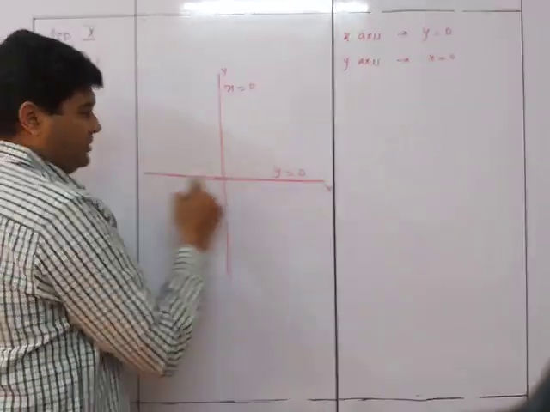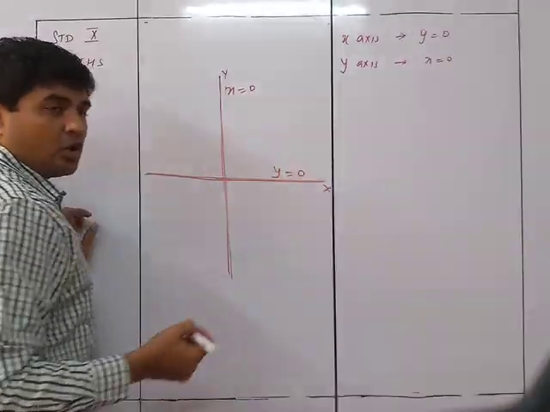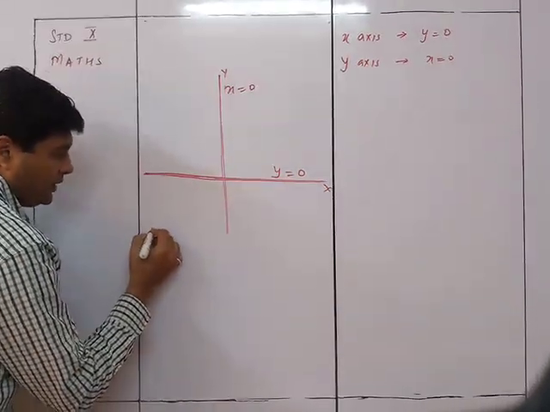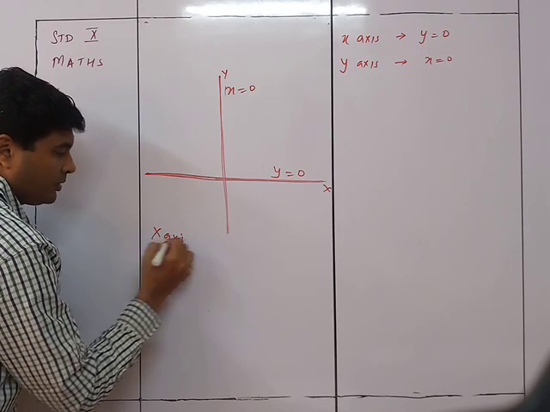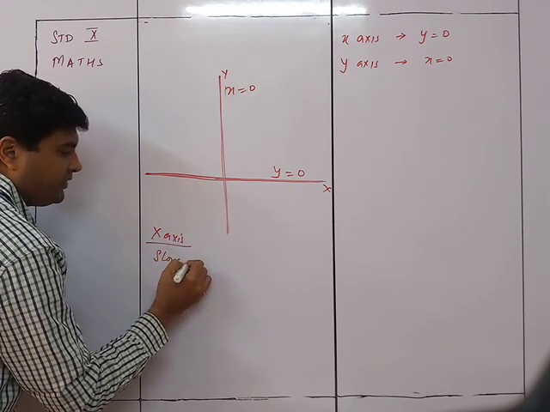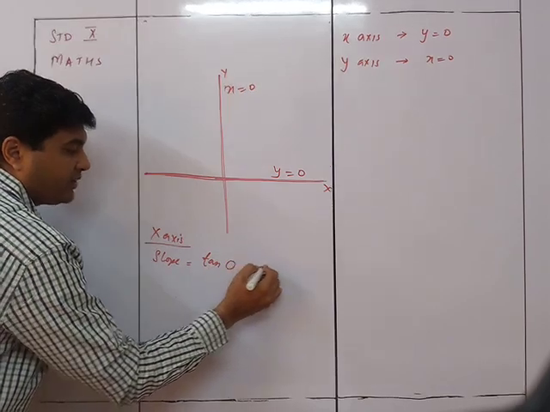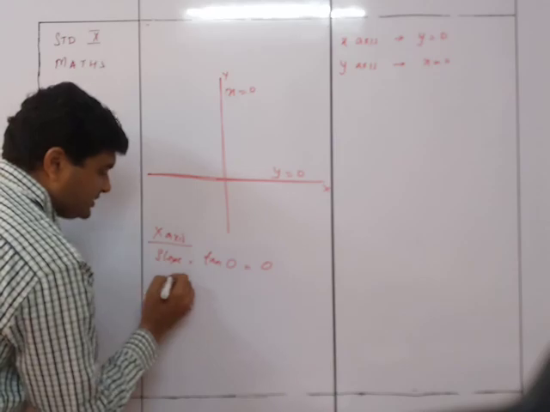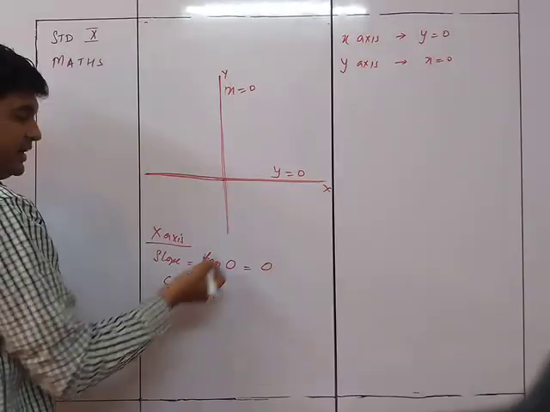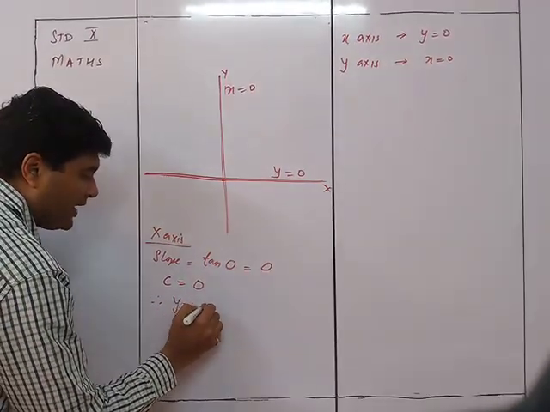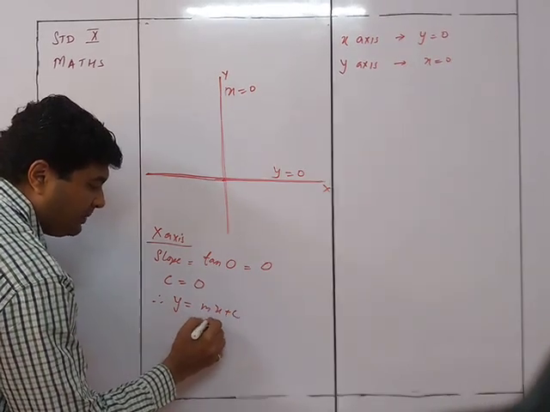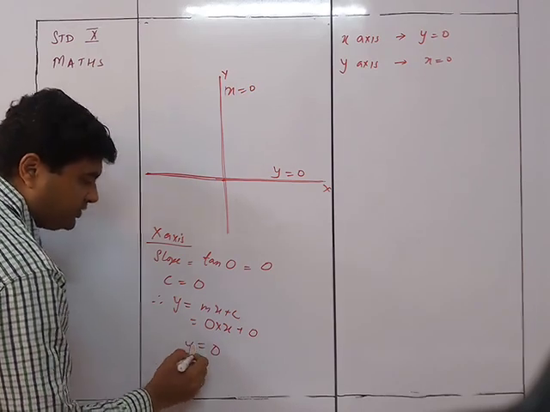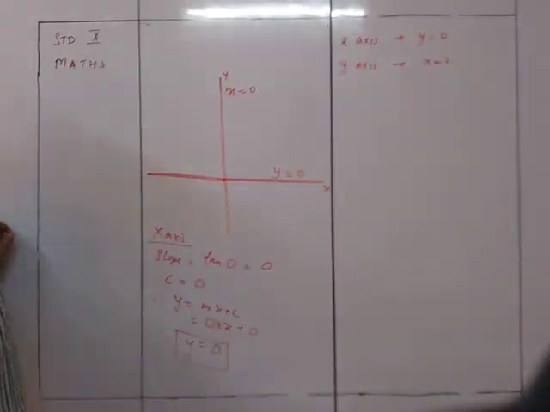Let's take this line. What is the slope? The slope is tan theta. So for the x-axis, slope is equal to tan 0, which is 0. What is the y-intercept? C is equal to 0, as it is touching over here itself. Therefore, in y is equal to mx plus c, m is 0, so 0 into x plus 0, so y is equal to 0. That's how you get the x-axis.